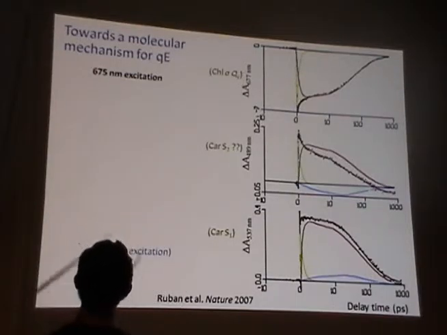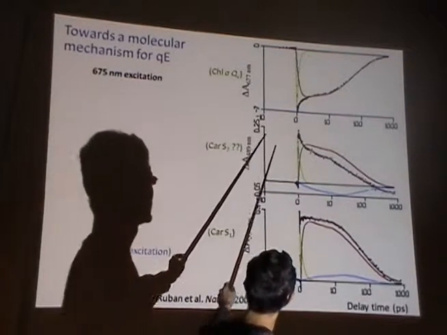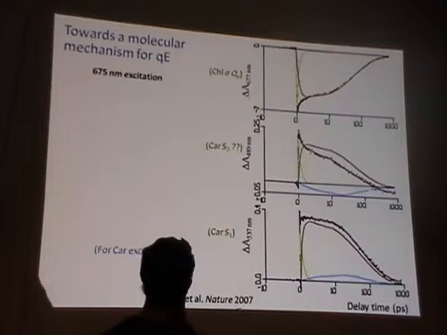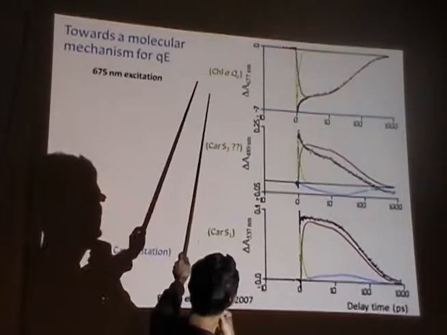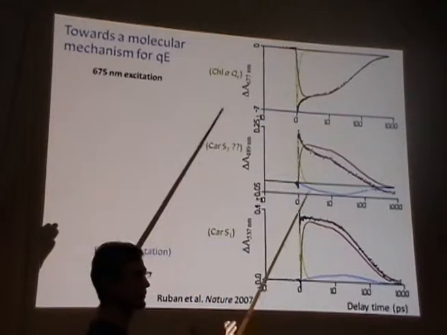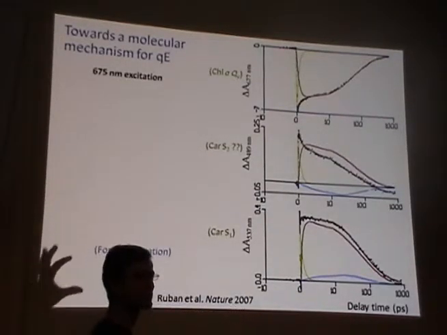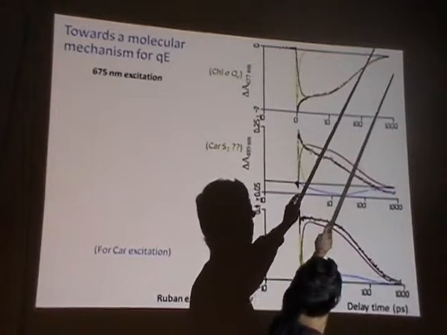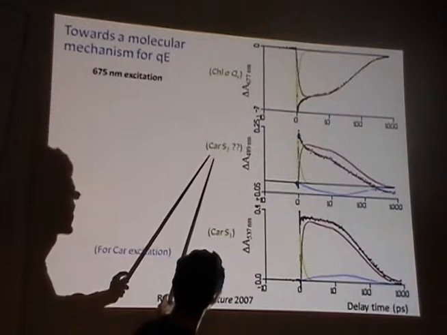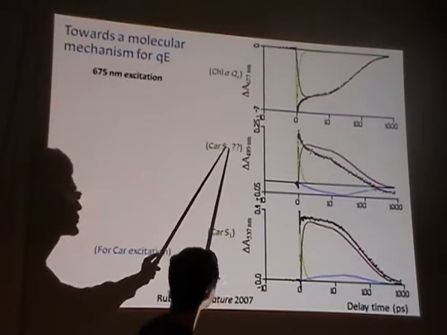Now, transient absorption pump-probe spectroscopy was used to unravel one of the molecular mechanisms, one of the major ones in QE. So 675 nanometer excitation was used, and the quality of that is not the best, but first have a look at these dots. They correspond to the spectral data. We are looking at the traces in three different regions. At 675 nanometers we are exciting chlorophyll a, and many of the red-most chlorophylls, so you would expect a huge ground state bleach in this region. That is what we see, and it relaxes on that time scale.